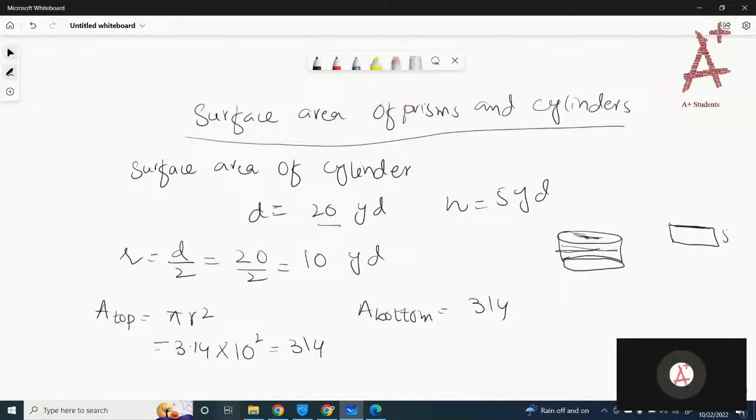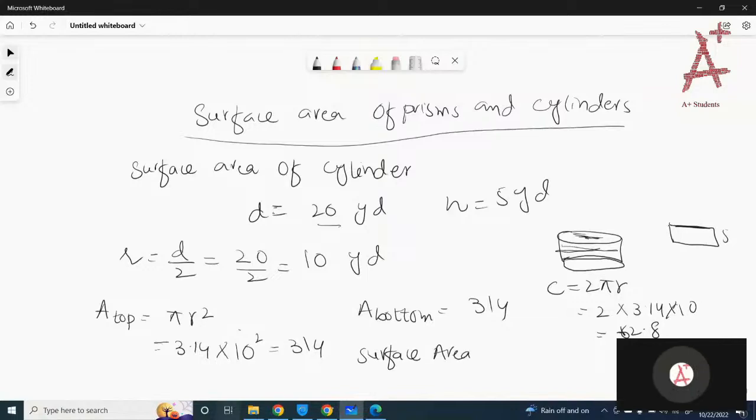So first of all you have to find the circumference of the circle. It would be 2 pi r: 2, 3.14, and r is 10. So 10 times 2 times 3.14 is 62.8. Then the circumference is 62.8.